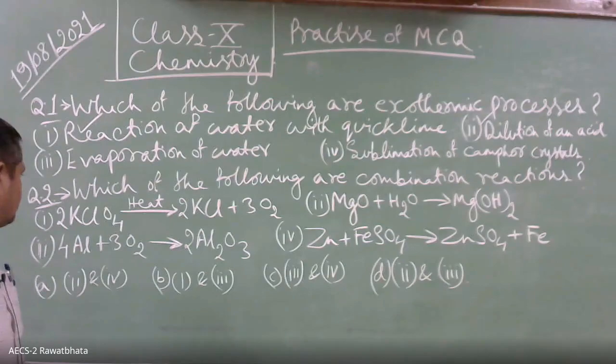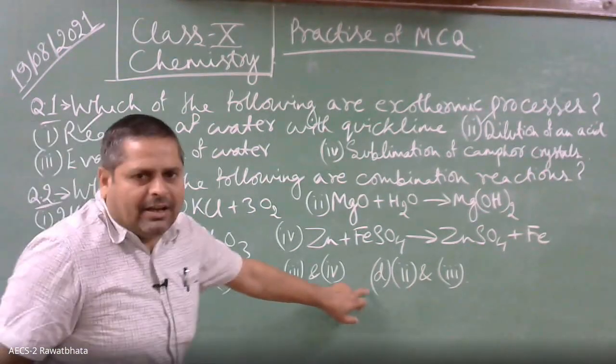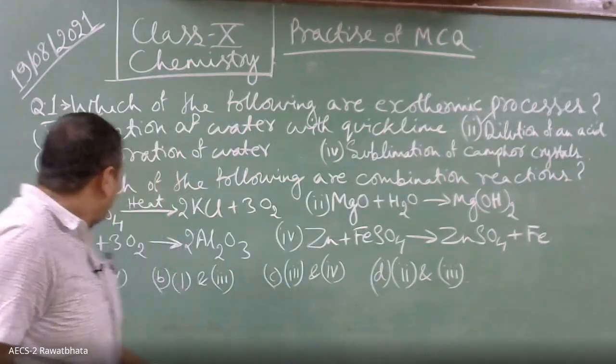Which of the following are combination reactions? First, 2KClO4 gives on heating 2KCl plus 3O2. MgO plus H2O gives Mg(OH)2. 4Al plus 3O2 gives 2Al2O3. Zn plus FeSO4 gives ZnSO4 plus Fe. Option A second and fourth. Option B first and third. Option C third and fourth. Option D second and third. Very good. The answer is option D, second and third.